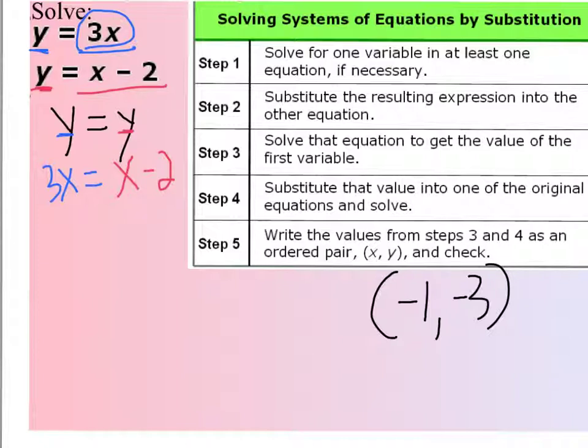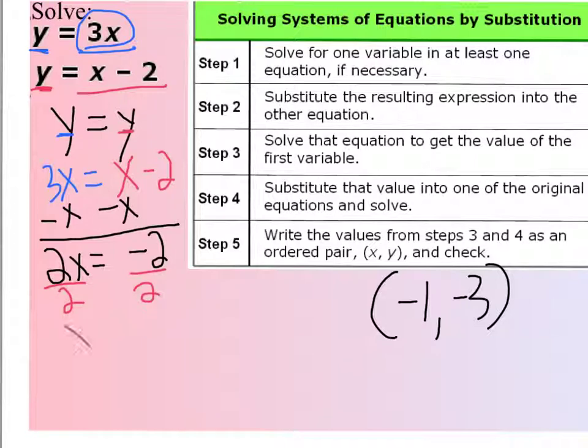So after I substituted in the 3x for this y, and I substituted in x minus 2 for this y, now all I have to do is solve this equation and find out what x equals. So my first move is to subtract x from both sides. When I do that, this cancels and I get 3x minus 1x is 2x. Next, I'm going to divide both sides by 2, and I end up with x equals -1.